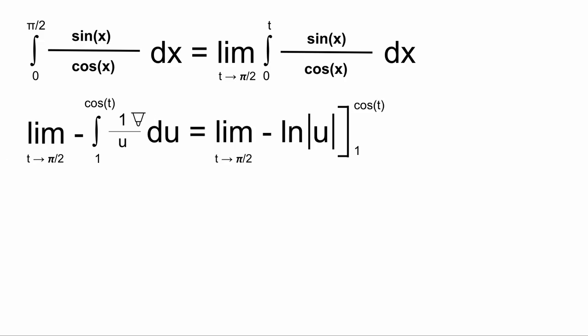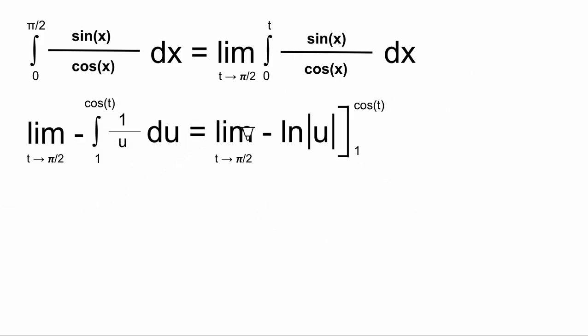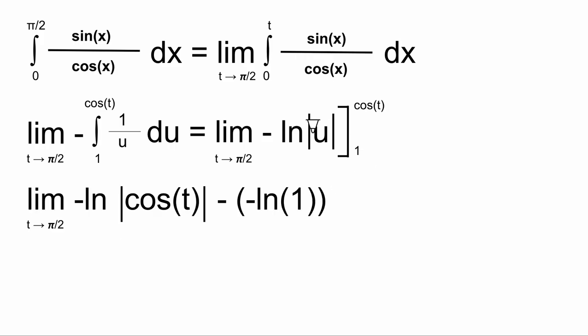The integral of 1 over u is ln of u. We have to remember this negative sign here because when we were doing our u sub, we had to pull out a negative from that sine x, and that has to stay consistent. So this negative is going to stay with us until we completely evaluate. So ln of the absolute value of u, and we're going to evaluate that at cosine of t and 1.